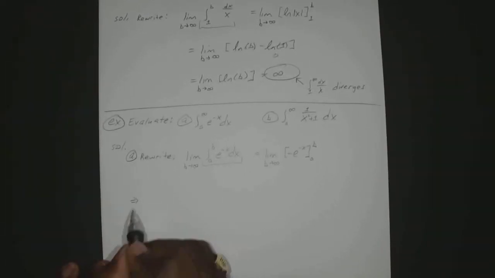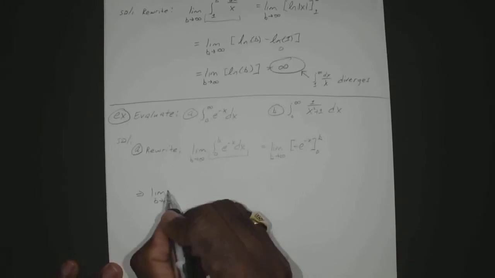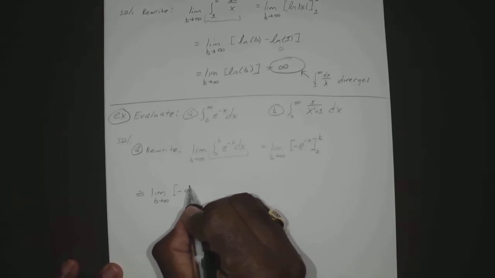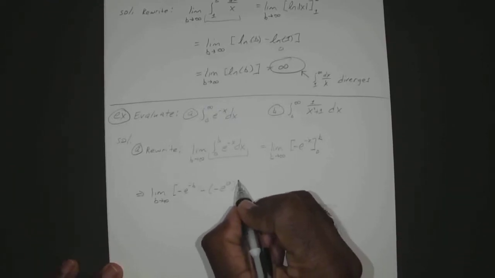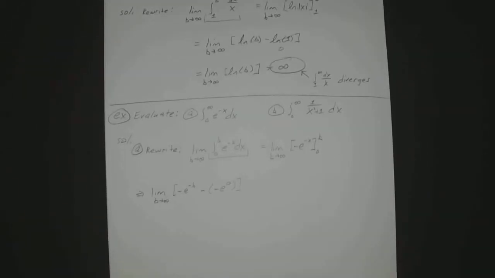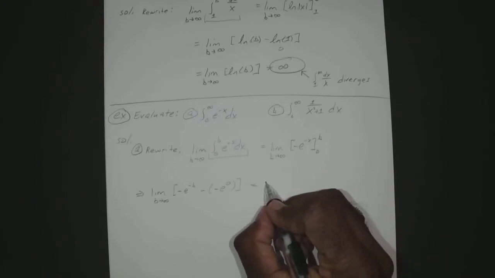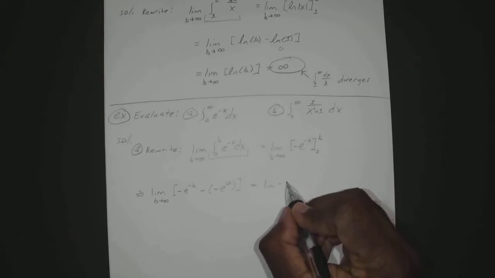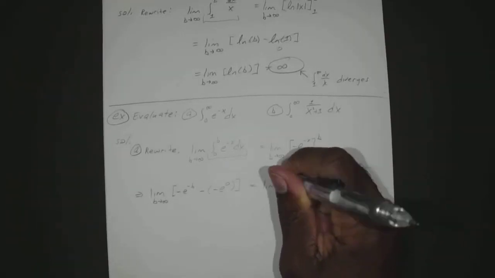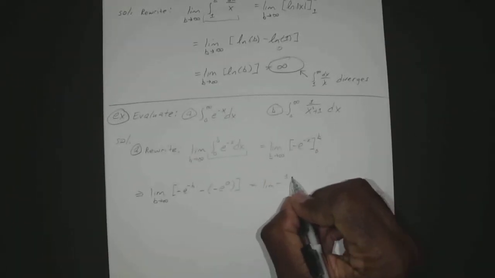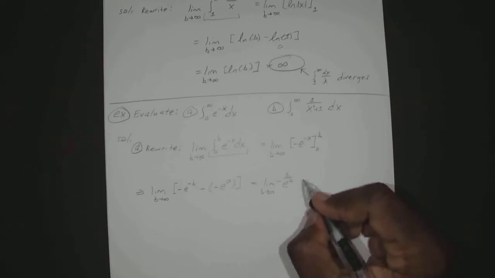Okay, and I'll just rewrite it over here. So that's the limit as b approaches infinity of negative e to the negative b minus negative e to the 0. Which is equal to the limit of, say, negative e to the negative b plus 1. If you wanted to, you could rewrite that as negative 1 over e to the power of b, plus 1, as b approaches infinity.